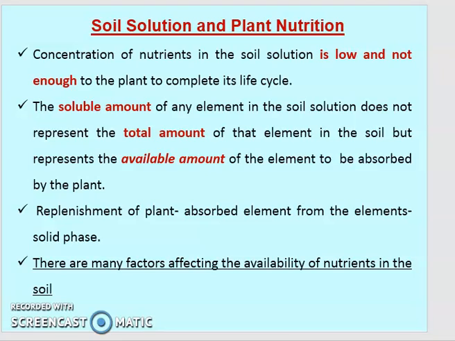Replenishment of plant absorbed element from the element solid phase. So the element in the solid phase is released to the soil solution usually when its concentration decreases. There are many factors affecting the availability of nutrients in the soil.